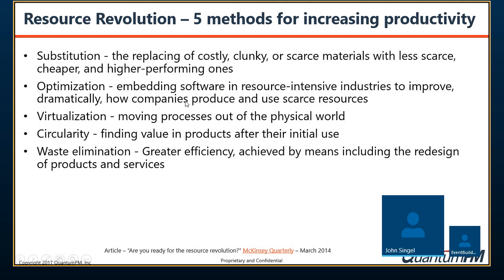Optimization. Invest software in resource-intensive industries to improve dramatically how companies use scarce resources. Okay, this gets back to the whole idea of automation, machine learning, things of that sort. If you're doing manufacturing, for example, there are ways that you can use robotics to, in effect, have workers work on things that are actually more value-added. And really, this is more about redeploying your workforce in a way that they're doing things that require more human intervention, more ability for critical thinking, than something which could be more standard and automated.